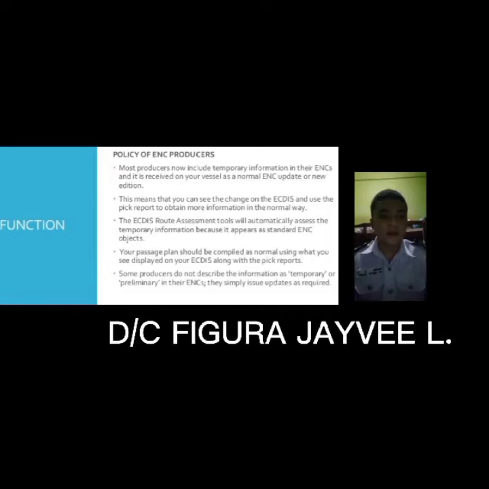Policy of ENC producers. Most producers now include temporary information in their ENCs, and it is received on your vessel as a normal ENC update or new edition. This means that you can see the change on the ECDIS and use the pick report to obtain more information in the normal way.